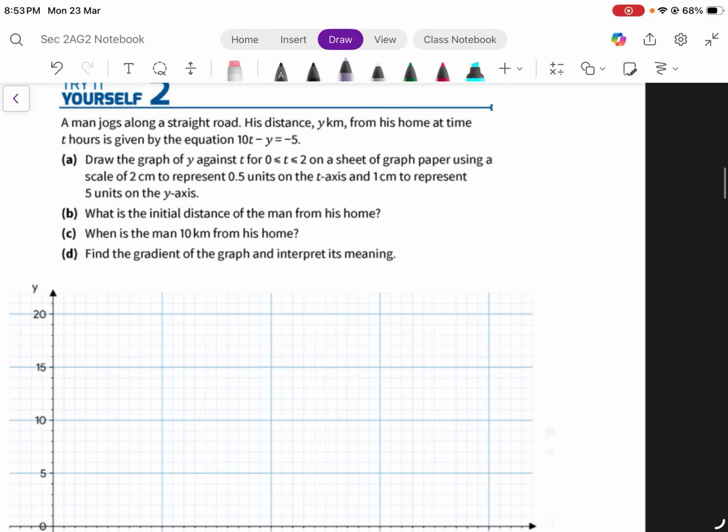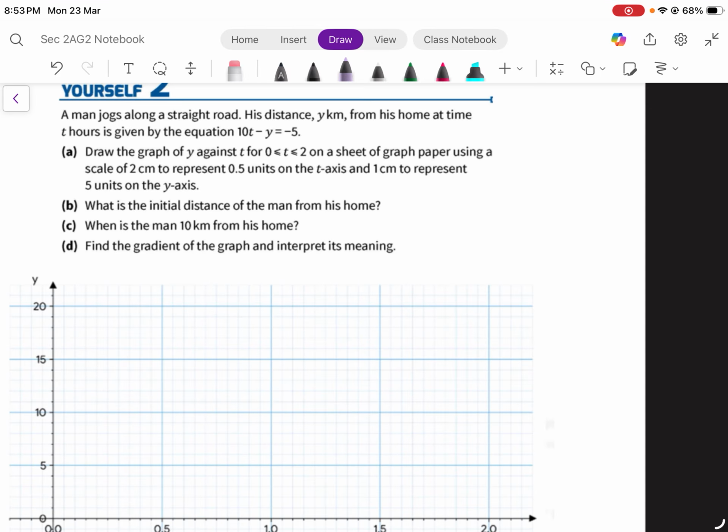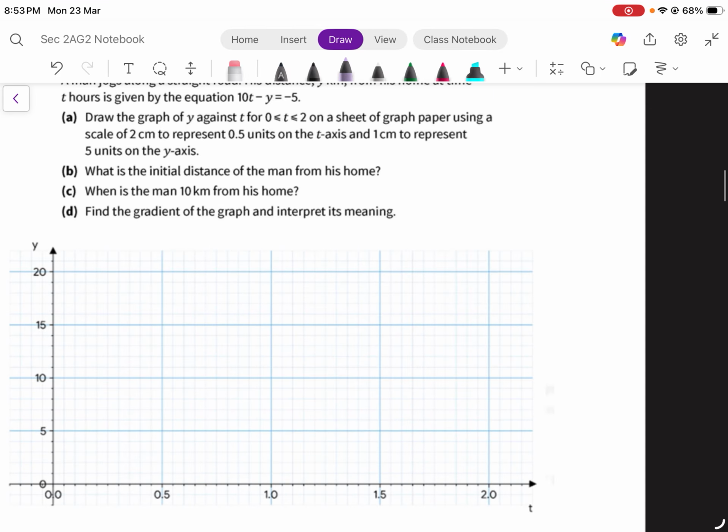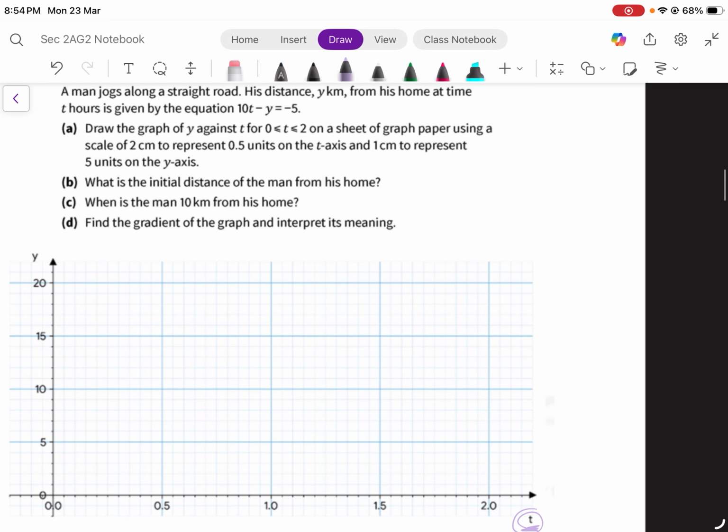Okay, so since this distance y, right, and ours is t, not x, right? It's t now, not x. So it means that there shouldn't be a negative, right? Because both units, both measurements are both positive, cannot be negative. Okay, so we have the graph here.